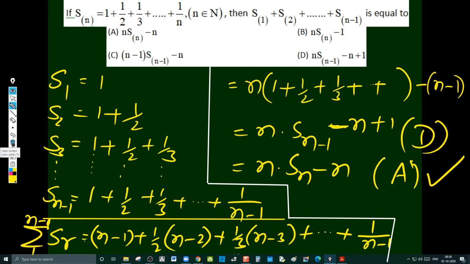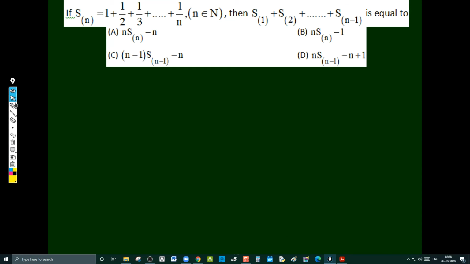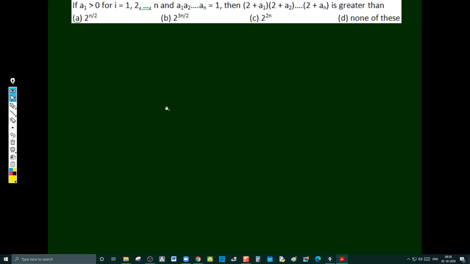It's done. Let's move on to the next problem. Ai is greater than 0 for i equal to 1, 2, 3, and so on. A1, A2, and so on, An is equal to 1. Then (2 plus A1) into (2 plus A2) into so on (2 plus An) is greater than 2 power n by 2, 2 power 3n by 2. वापस AM greater than GM से आएगा. And D is none of this.